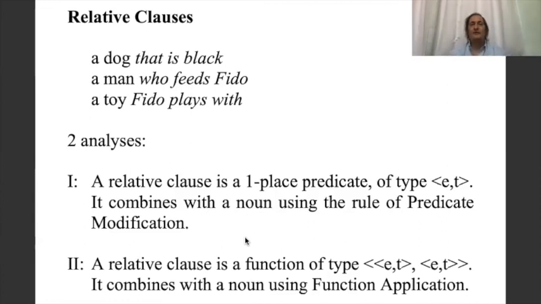Okay. One of the ways of doing it is to take a relative clause to be a one-place predicate of type ET, right? That is black will be a one-place predicate of type ET. Dog is also a one-place predicate. So in order to put dog and that is black together, we'll have to use the style that combines two one-place predicates. That is, we'll have to use predicate modification. Okay.